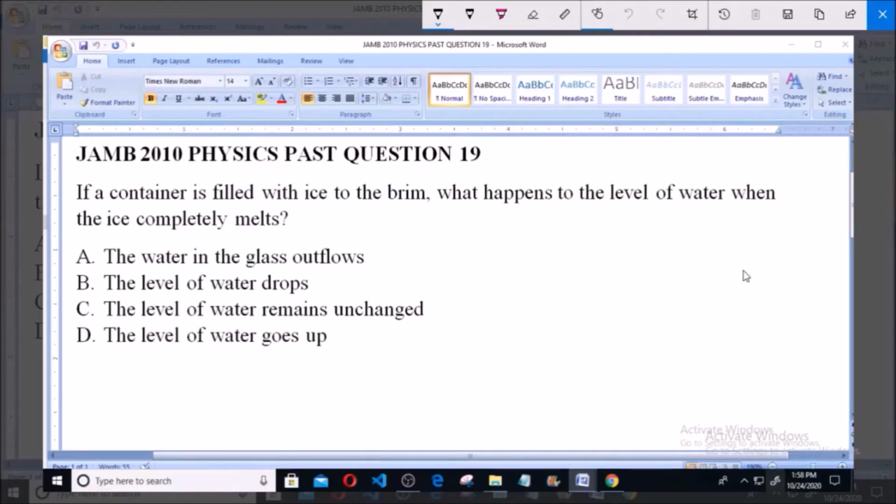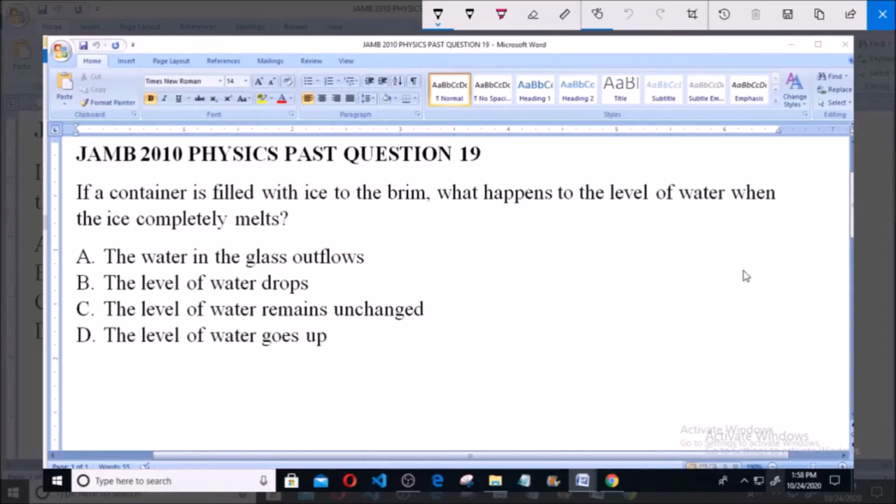Hello and welcome. I will be answering Jamb 2010 Physics Past Question 19. If a container is filled with ice to the brim, what happens to the level of water when the ice completely melts? A. The water in the glass outflows. B. The level of water drops. C. The level of water remains unchanged. D. The level of water goes up.